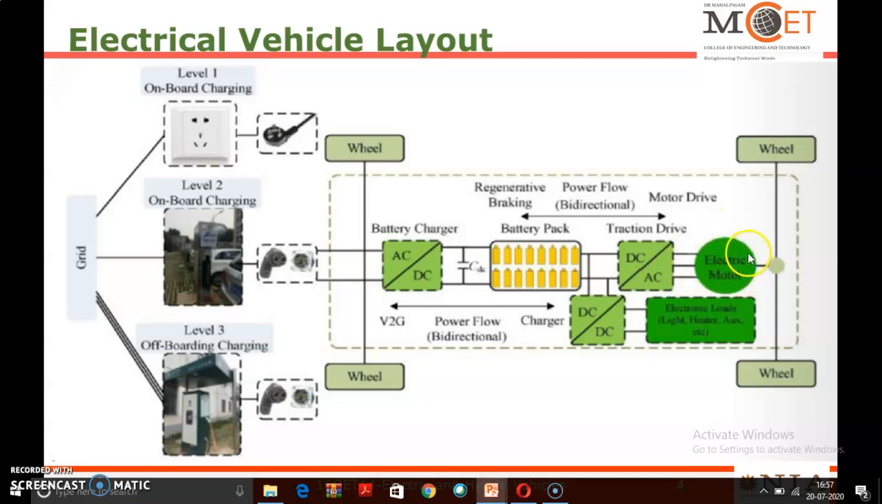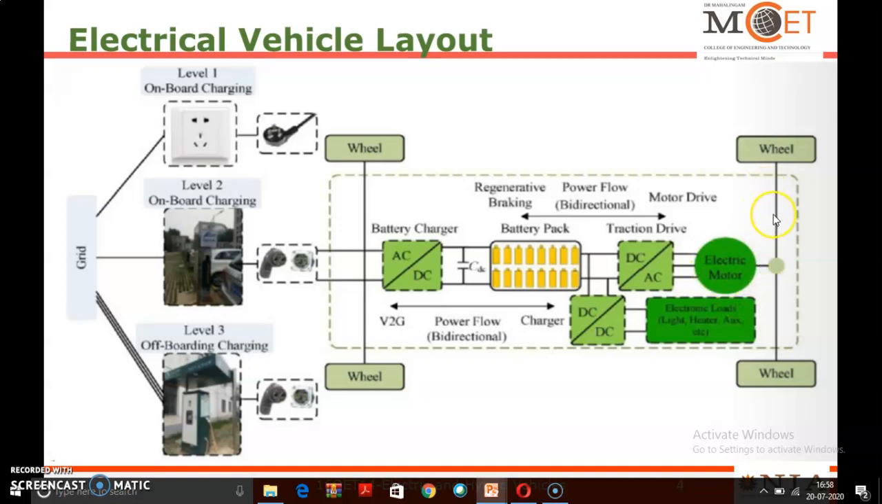This is an AC type motor. So we know that the battery output will be DC. So that has to be converted into the conditioned and controlled AC output by means of the power electronic inverter system. So this power electronic inverter system will feed the conditioned and controlled AC signal to the electric motor.